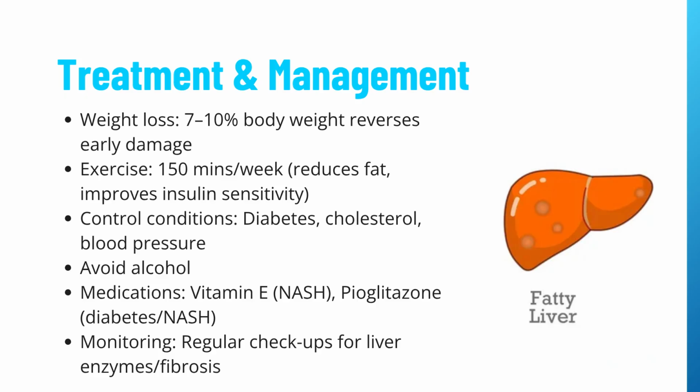It's important to manage underlying issues that often accompany fatty liver disease. Keep blood sugar under control if you have diabetes or prediabetes. Manage cholesterol and triglyceride levels with diet or medication if needed. Keep blood pressure within the normal range. These steps help reduce inflammation and slow disease progression. Avoid alcohol. Even small amounts of alcohol can worsen liver damage in those with fatty liver. It's best to avoid alcohol completely.